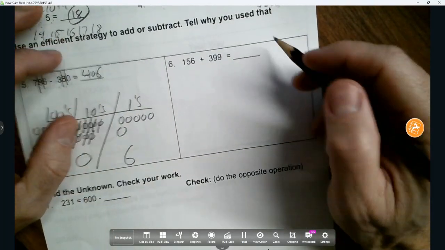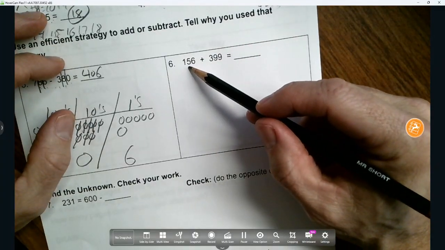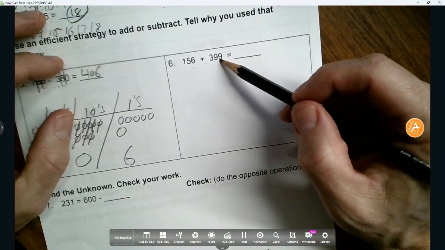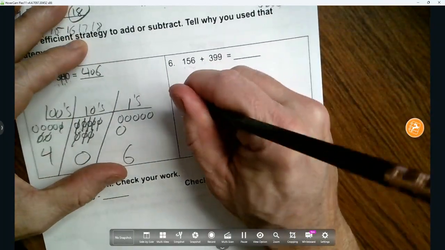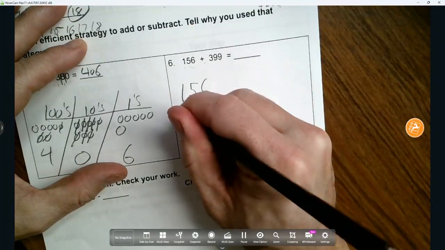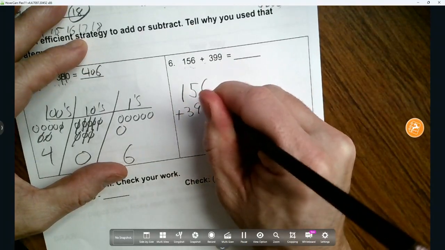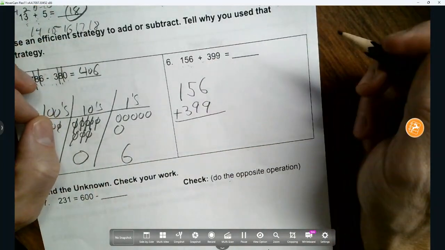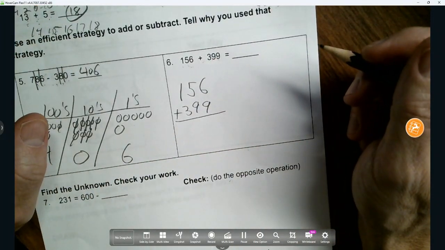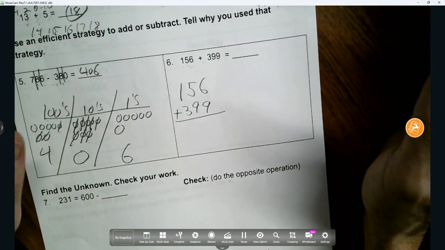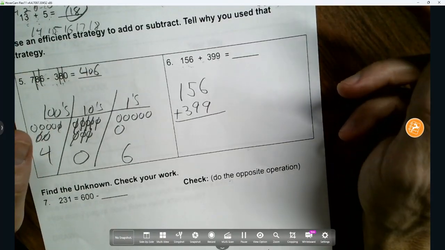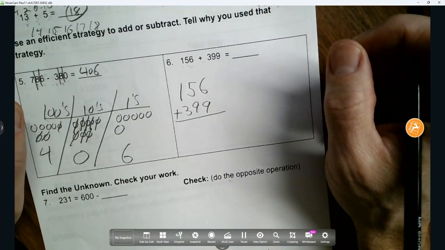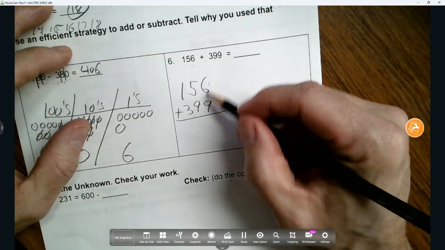On number 6, we have 500. Wow. We have 156 plus 399. So if we set this up, 156 plus 399. All right, old people math right here. We're adding. We could do a place value chart, but there's something else I like to do on this one. It's called give take. Follow me. I'm using give take.